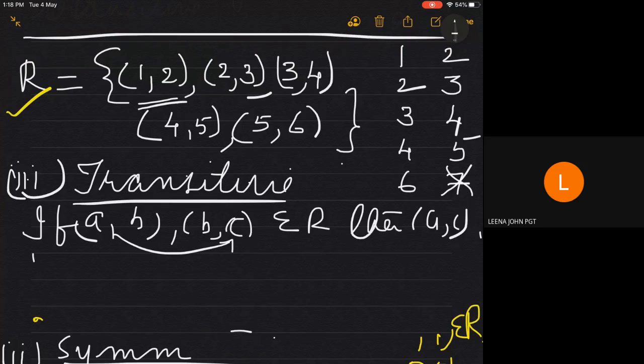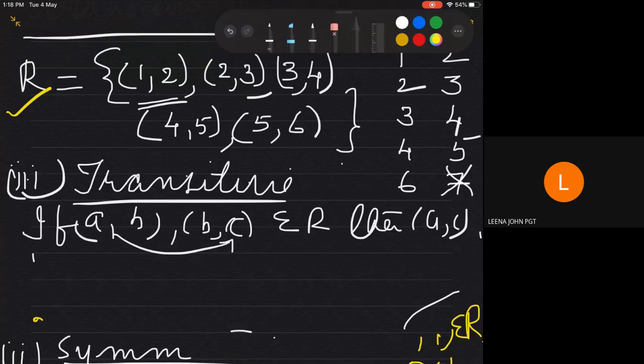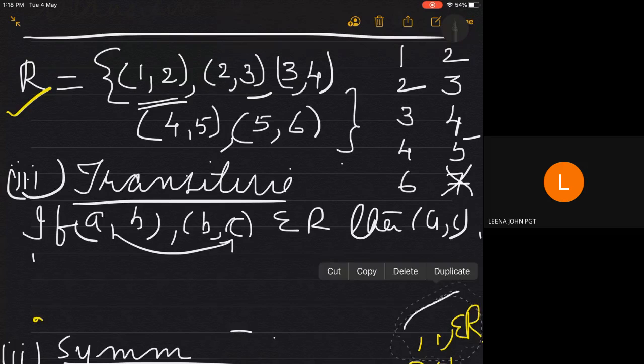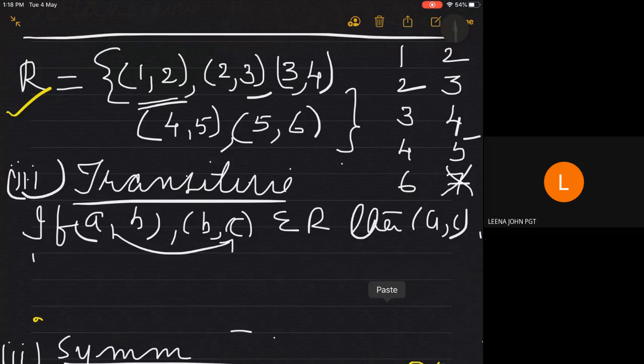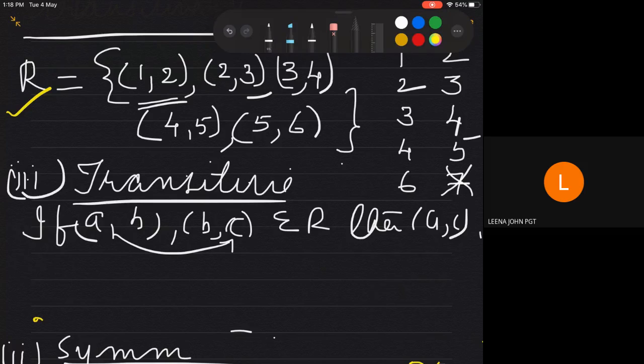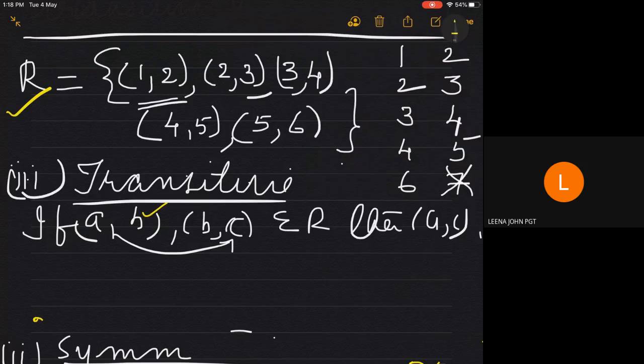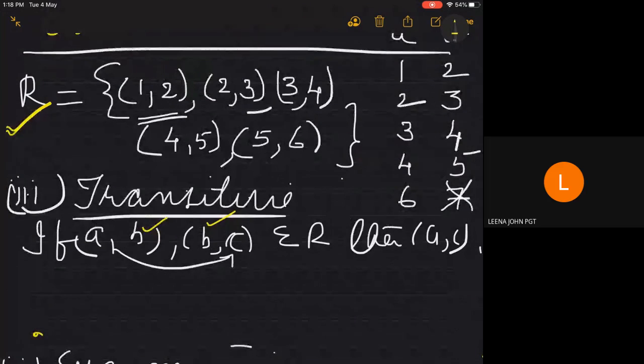If such two ordered pairs (A, B) and (B, C) are present in R, then only you have to go and check for its transitive ordered pair, right? So now you will be searching in the present R for such two ordered pairs. What is the speciality of these ordered pairs? The second element of the first ordered pair is the same as the first element of the second ordered pair.